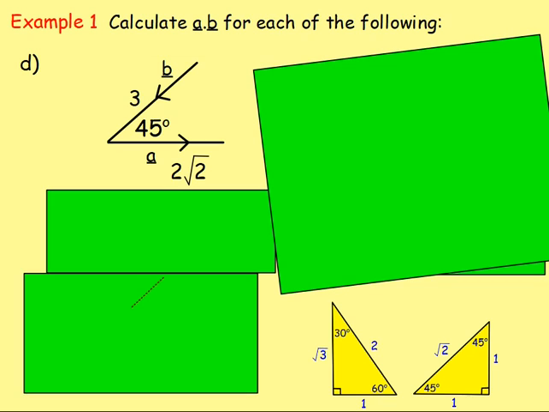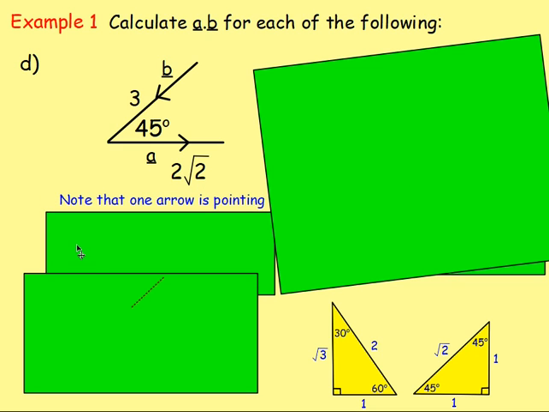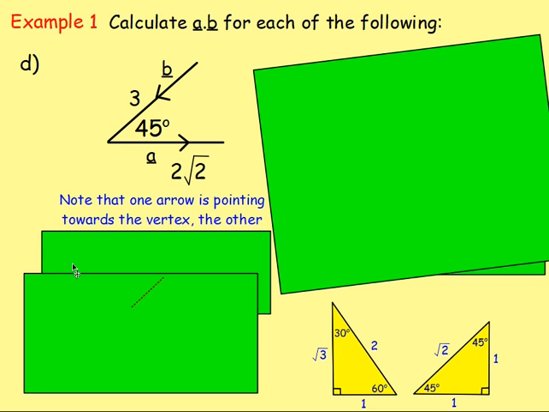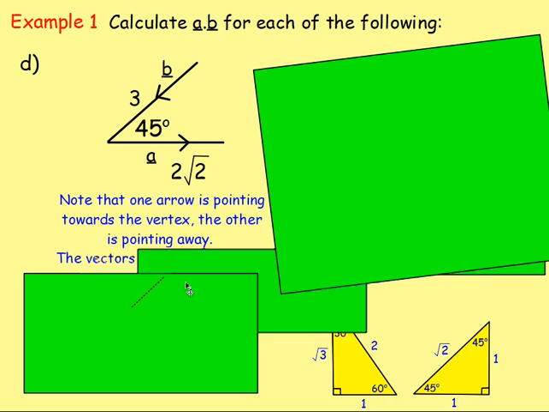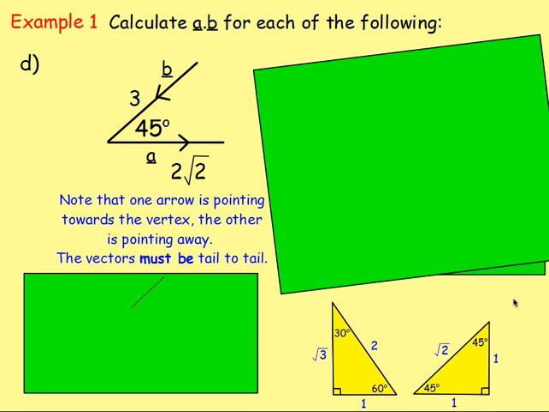Let's try another one. So example 1, part D. What do you notice about this one? What is different? Help us out, Chelsea. Yeah, the vectors are not tail to tail. Look at this one. One arrow is pointing towards the vertex and the other is pointing away. So what do you have to do in this case? Well, the vectors must always be tail to tail. Remember though, vectors are equal if they have the same length and the same direction.